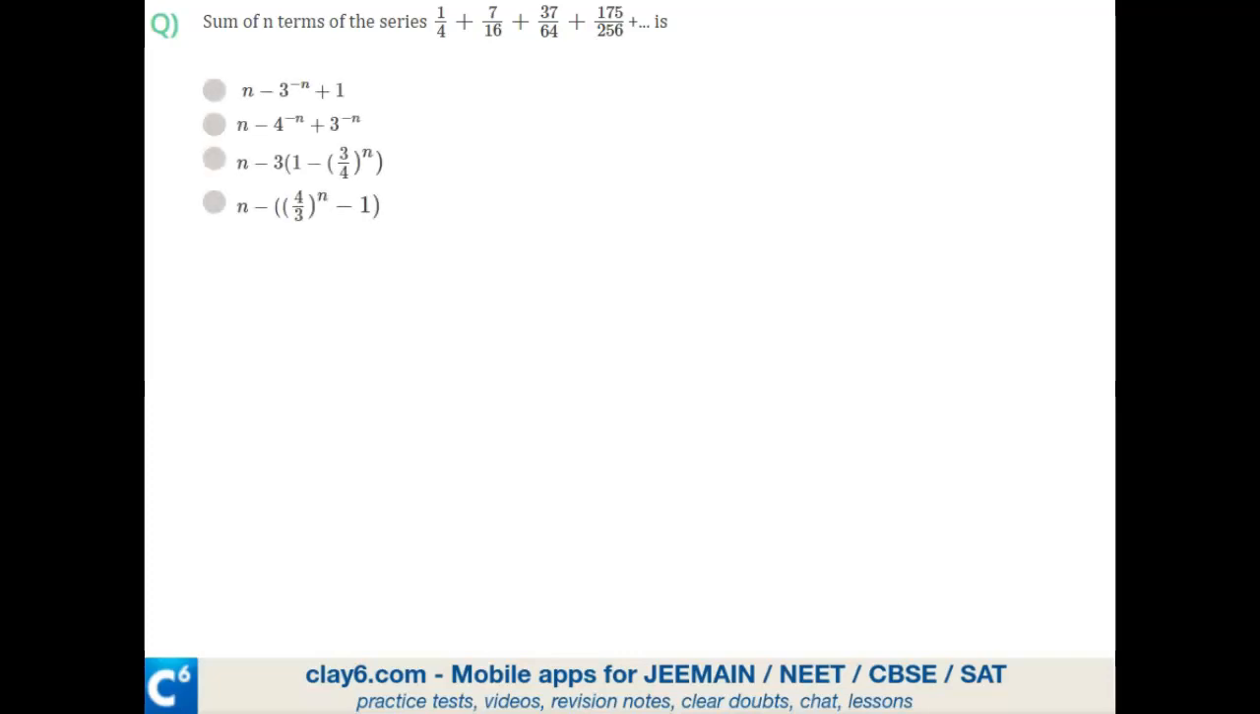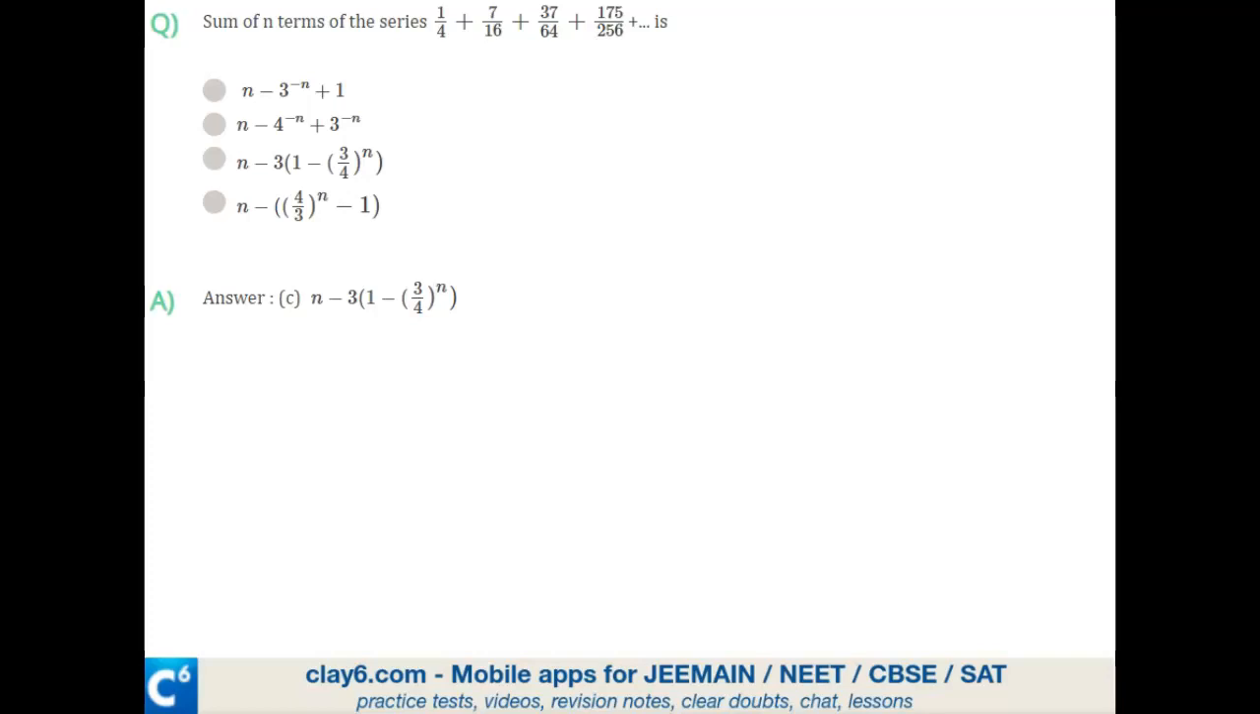The four options given are as follows. So we have to pick the right one in this. So let us now go to the solution. So the answer is C, n minus. Let us see how we reach this solution.